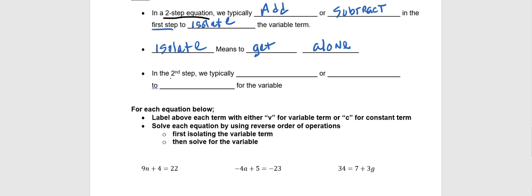And then after we move on from there, in our second step, we should now be facing the equivalent of a one-step equation. So in the second step, we will typically multiply or divide to solve for the variable. So step one will be to typically add or subtract a term as needed to isolate the variable. Step two will typically be to multiply or divide using inverse operations to solve for the variable.